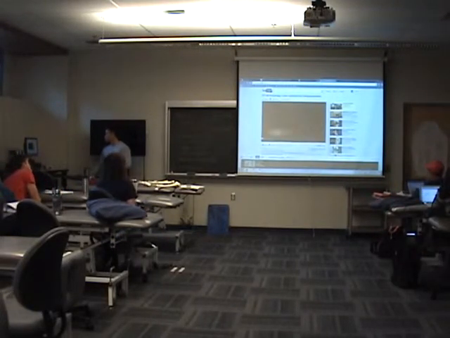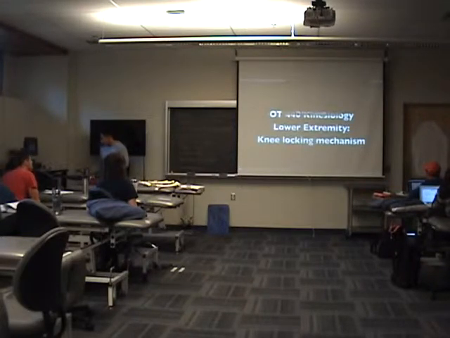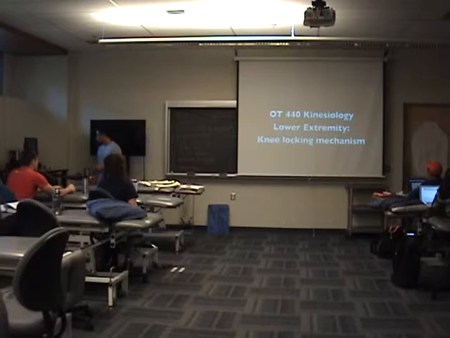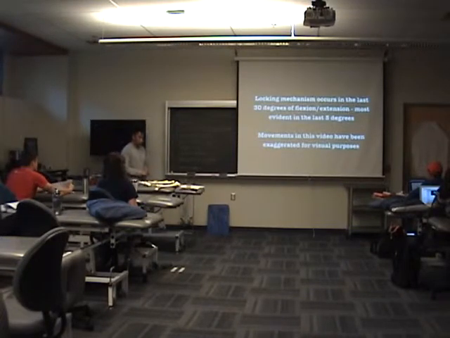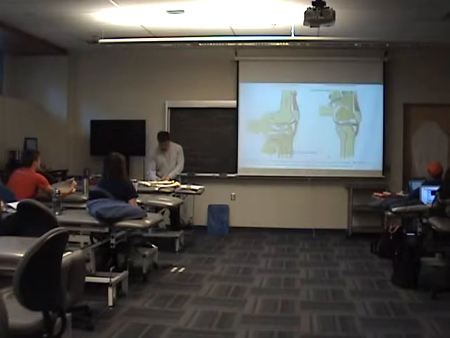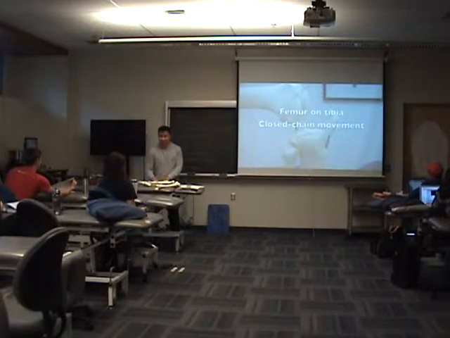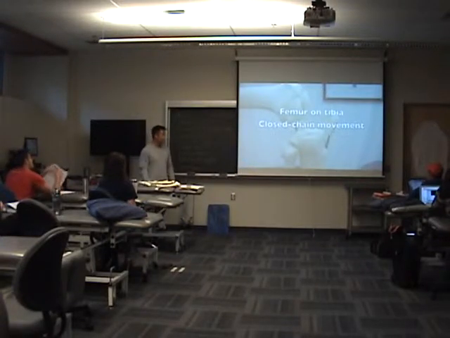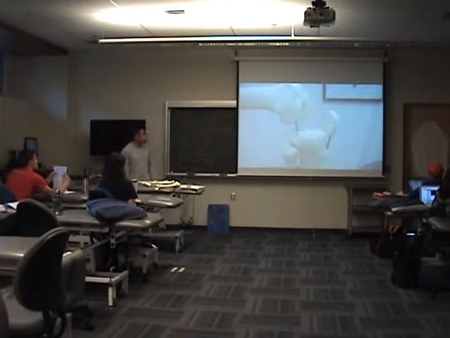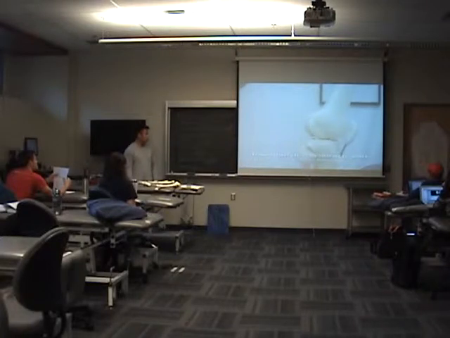this is a video I posted on the screw home mechanism. I'm hoping you got something out of that. This locking mechanism occurs in the last 30 degrees of knee extension, most evident in the last 5 degrees. Femur on tibia, closed chain movement, lateral view. Femur rotates internally, medially to lock. Femur rotates externally, laterally to unlock.